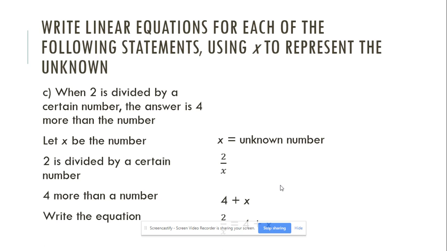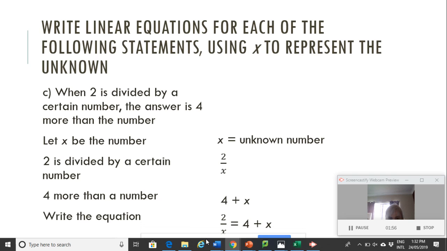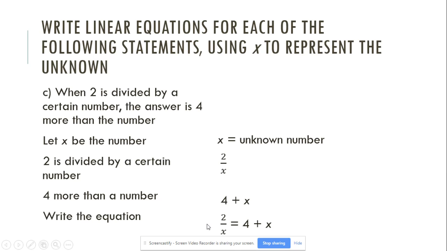Write the equation. Oh, let me move this thing here. Down a little bit more. There you go. So 2 divided by x is equal to 4 plus x. Okay. Right. In these last ones, you do not have to work out what the answer is. You just have to write. So make sure you read that on the question. You just have to write out what the equation is.